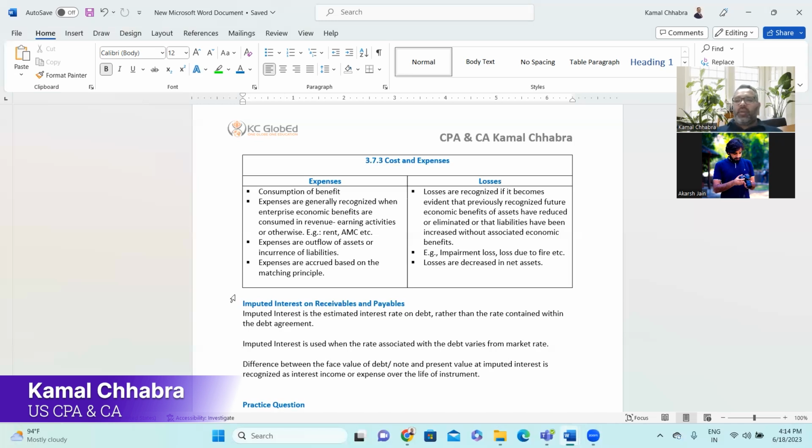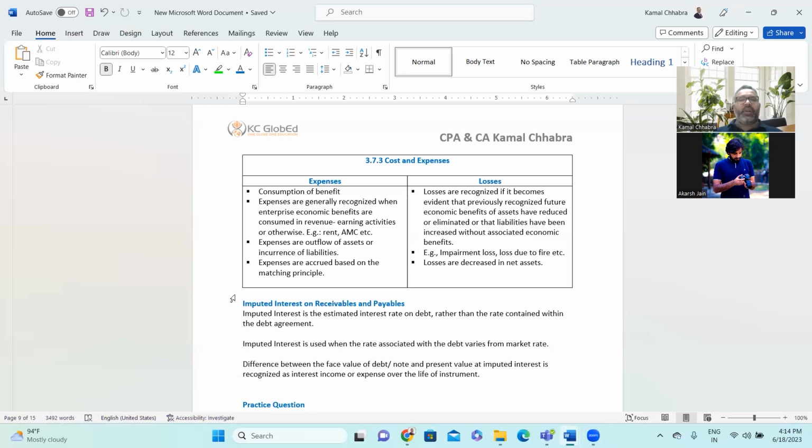So you need to recognize the loss where the liability has increased without an associated economic benefit. That means no additional economic benefit has increased, whereas the liability has increased. So that is also considered a loss, for example, impairment loss, loss due to fire, etc.